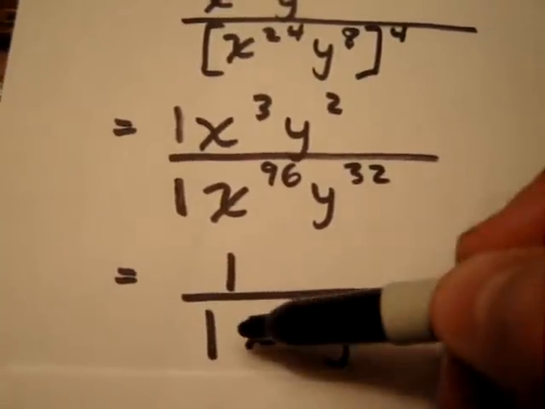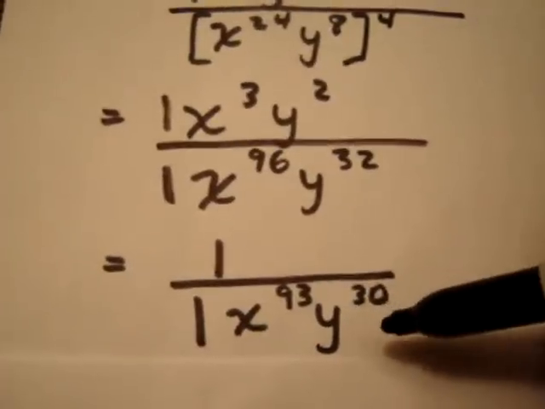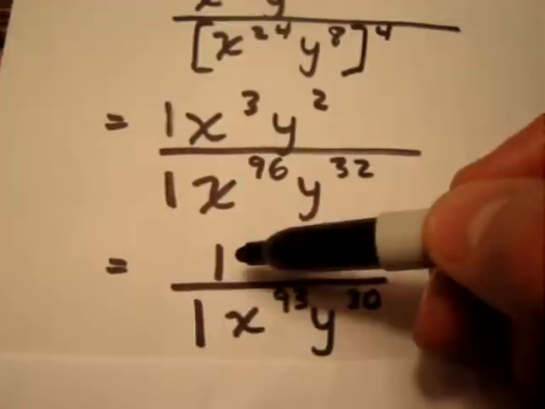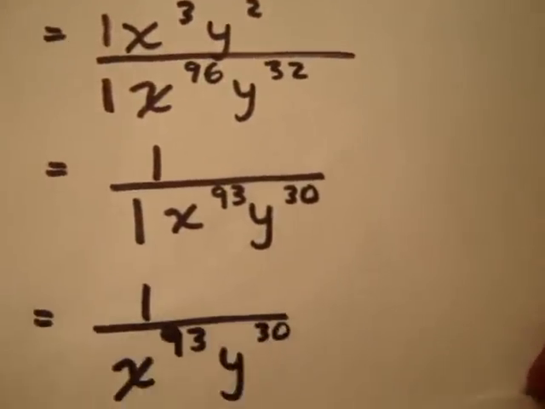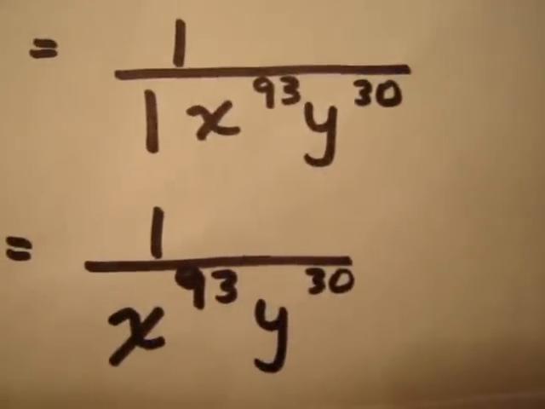Now again, we don't normally write 1 if it's the coefficient of a larger term. Of course, we have to write 1 if it's the only amount in the numerator. So what we end up with is 1 over x to the 93 y to the 30. That's our final answer.